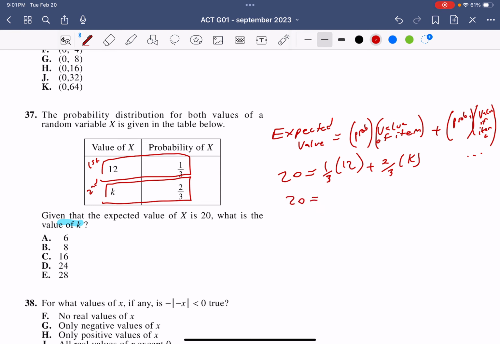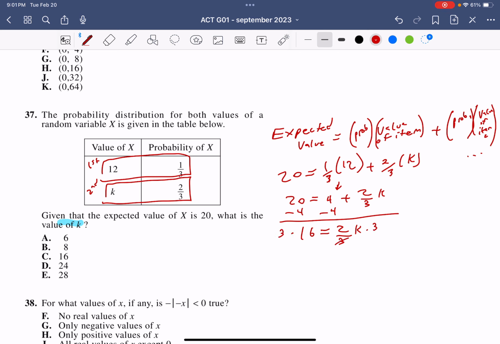Now we have 20 is equal to 1/3 times 12. 1/3 times 12 is just 4, and then plus 2/3 times k. So we're going to subtract 4 from both sides. So 16 is equal to 2/3 times k. To get rid of the 3 on the bottom on the right side, I'm going to multiply both sides by 3.